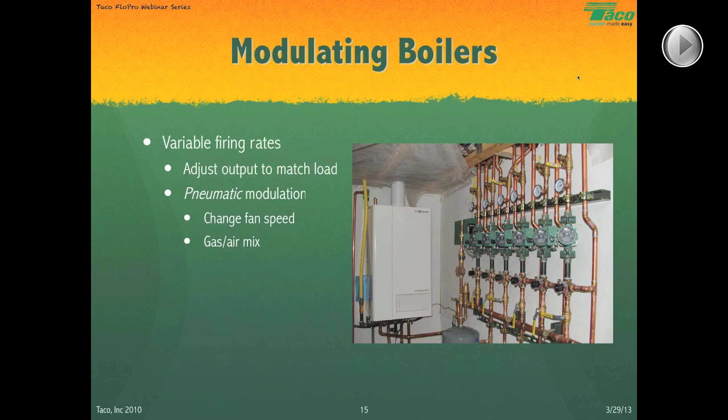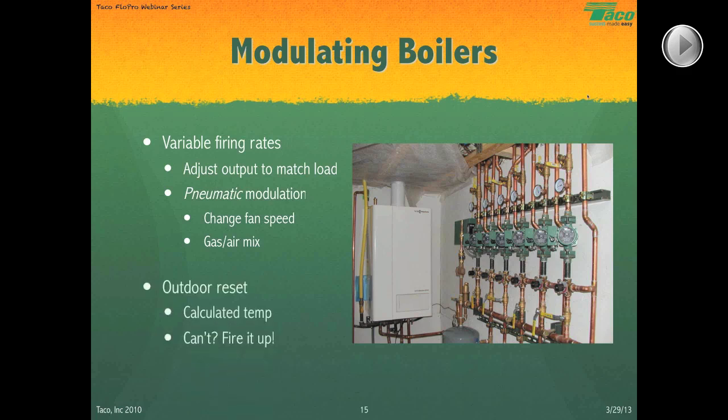It likes that. What we have with modulating condensing boilers is something called pneumatic modulation. Really what we're doing is we're changing the fan speed for the intake air to adjust the gas and air mixture to change its firing output. So if it gets colder out and we can't keep up, well, the fan speed's going to increase. The burner itself is going to modulate to keep up, and the boiler's going to make more heat, and the opposite will happen if it gets warmer out or we get closer to where we need to be in terms of temperature.